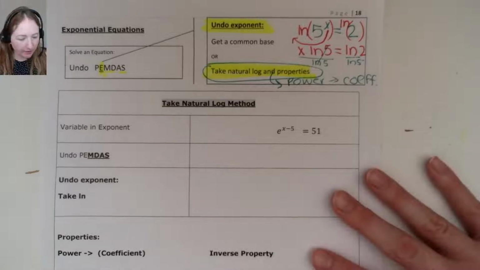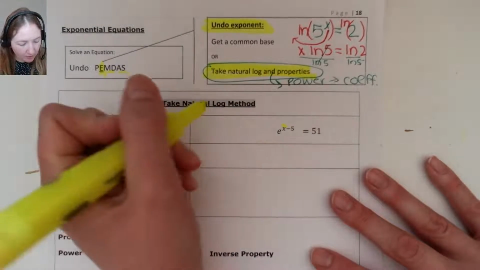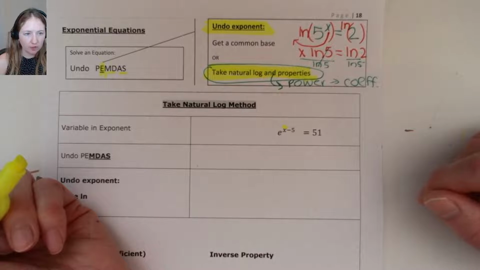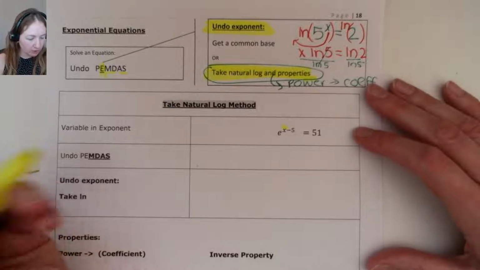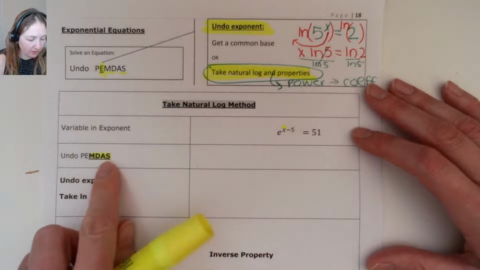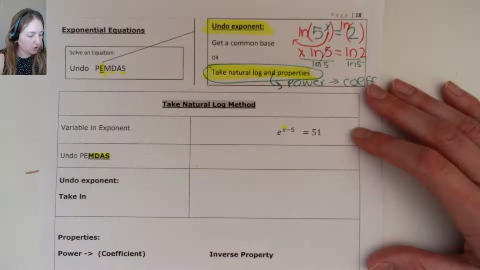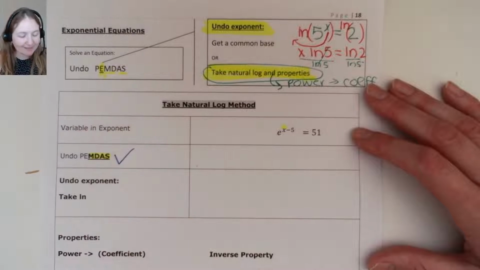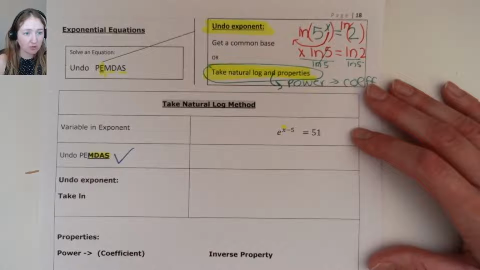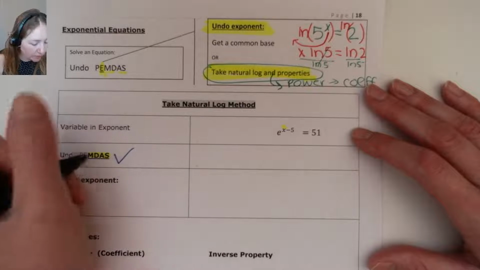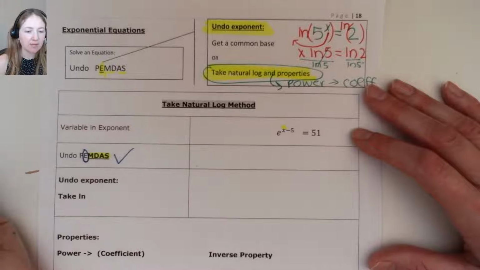Okay, so here we have our variable in the exponent, so we do have an exponential equation. Now, technically what we need to do is first undo addition and subtraction, multiplication and division. For this question, that is done. There is no addition and subtraction or multiplication and division that we can undo. So then we're really at this: how do I undo this exponent?